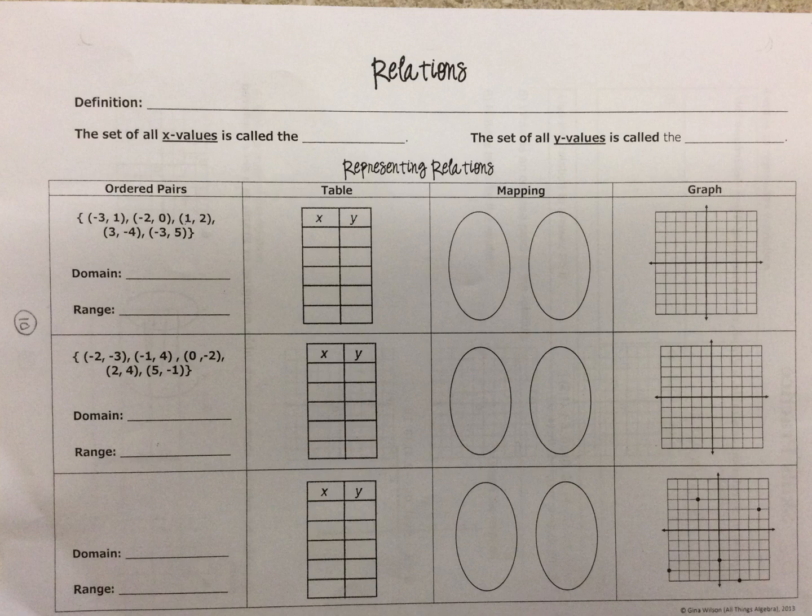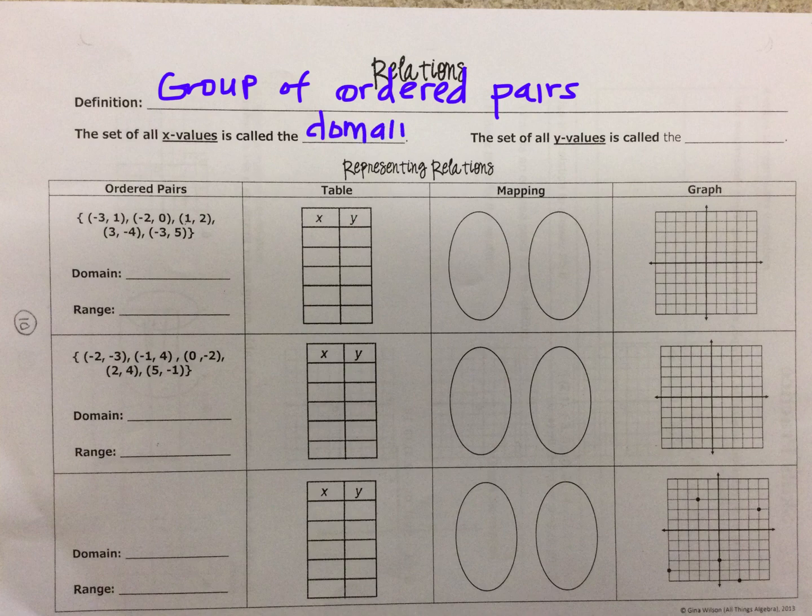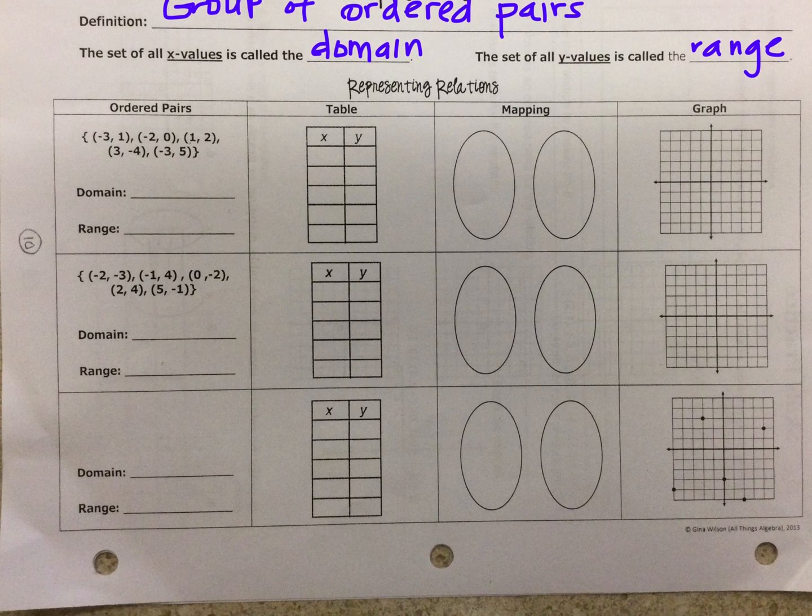A relation, the definition is a group of ordered pairs. The set of all x values is called our domain. We talked about this in the other video. And the set of all y values is called our range. I'm going to do the first one with you, and then you'll do the second one on your own.